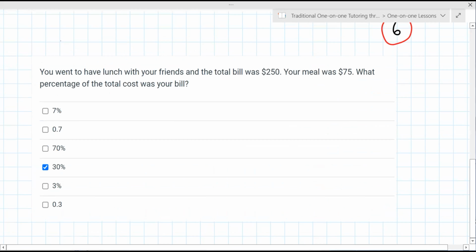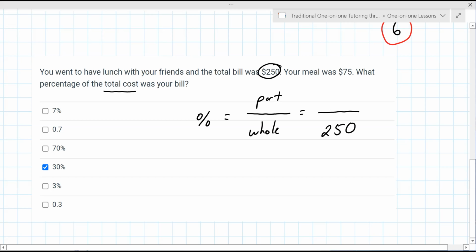All right, so it says you went to have lunch with your friends and the total bill was $250. Wow, that's a lot. Your meal was $75. What percentage of the total cost was your bill? So a percentage, very simply put, is part over whole. How much is the whole bill? 250. And what was your part of it? 75. Okay, so if you get a calculator out, you can confirm that it is 30%. That looks pretty much on track.